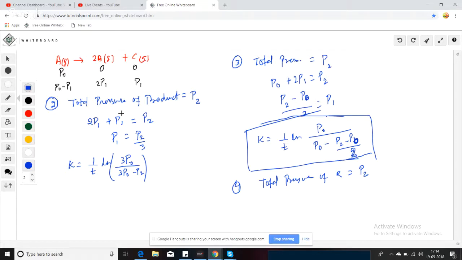See, the concept is this only. The expression will be this also: 1 by T ln P naught by Pt. The only thing is, depending on the stoichiometric coefficient, its expression will change, this pressure will change, and then this expression will change. So depending on the reaction, you can find out the various partial pressures, total pressure, and then the expression of K. Correct?